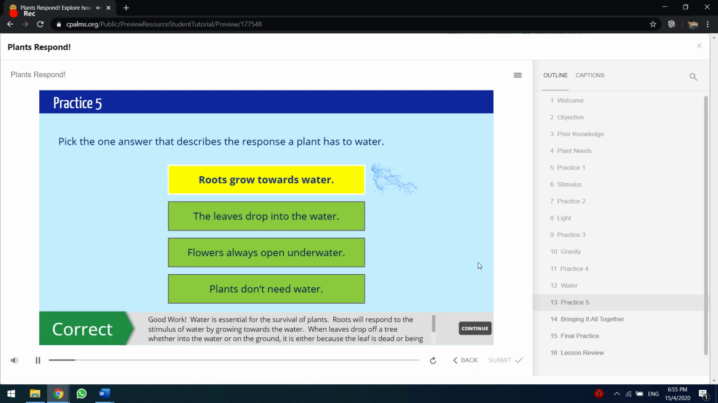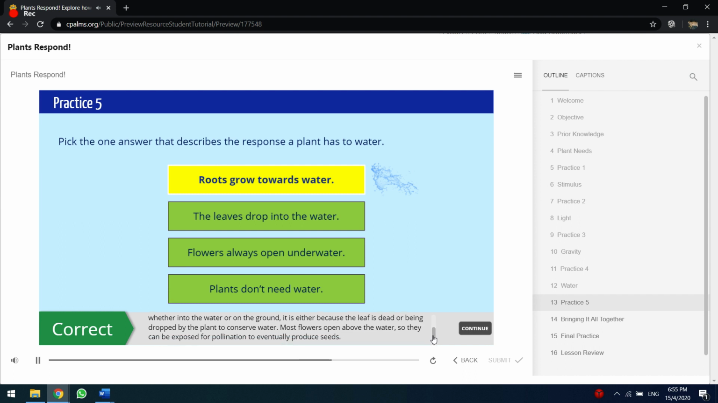Good work! Water is essential for the survival of plants. Roots will respond to the stimulus of water by growing towards the water. When leaves drop off a tree, whether into the water or on the ground, it's either because the leaf is dead or being dropped by the plant to conserve water. Most flowers open above the water so they can be exposed for pollination to eventually produce seeds.